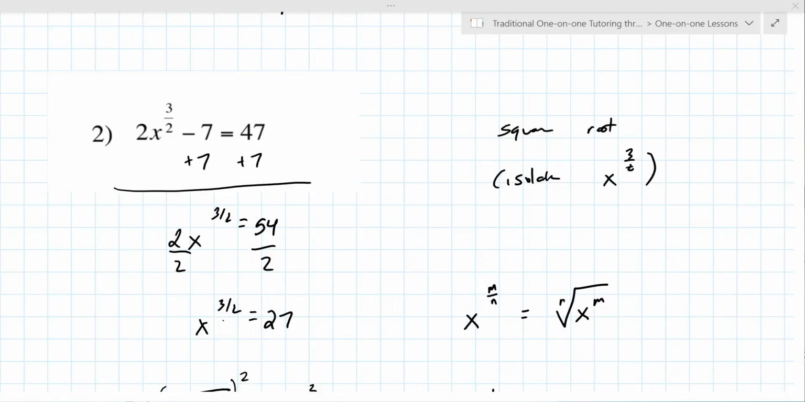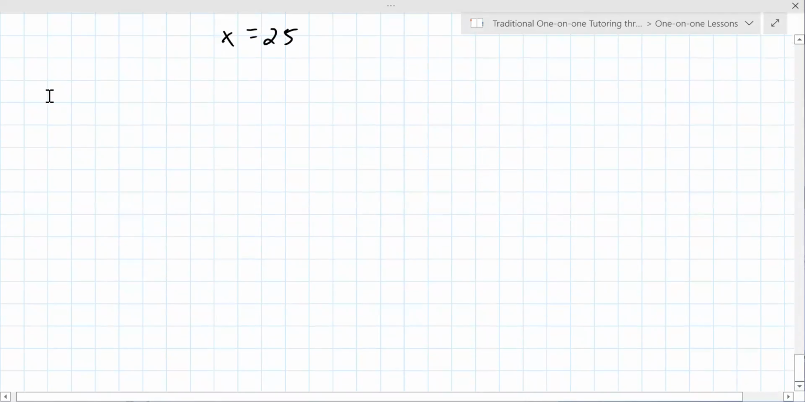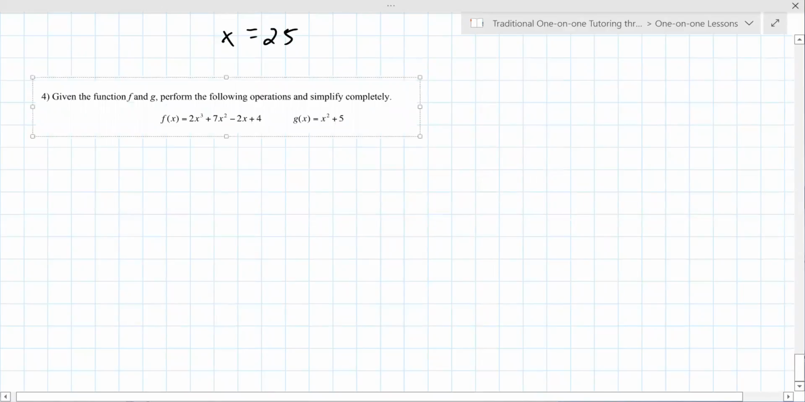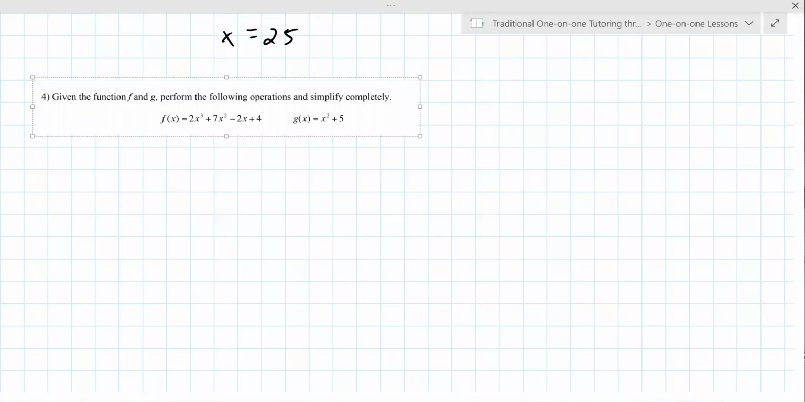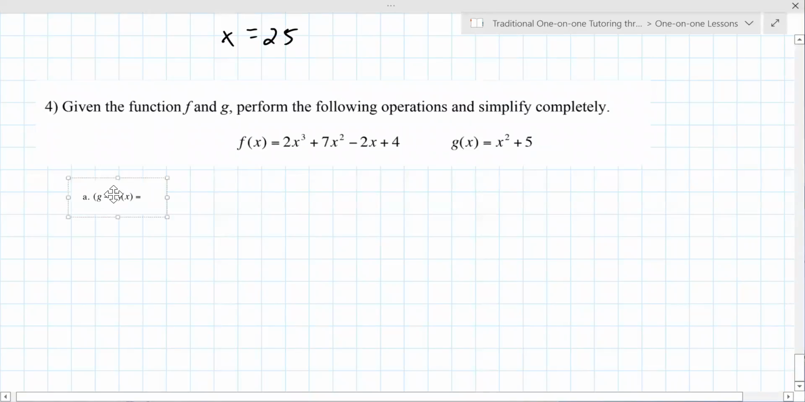So we're going to go to operations with functions. This is like combining functions through adding, subtracting, multiplying, dividing, and maybe some composition. Okay. Here's part A. It says g minus f of x. And what that means is you take g of x, and you subtract f of x.